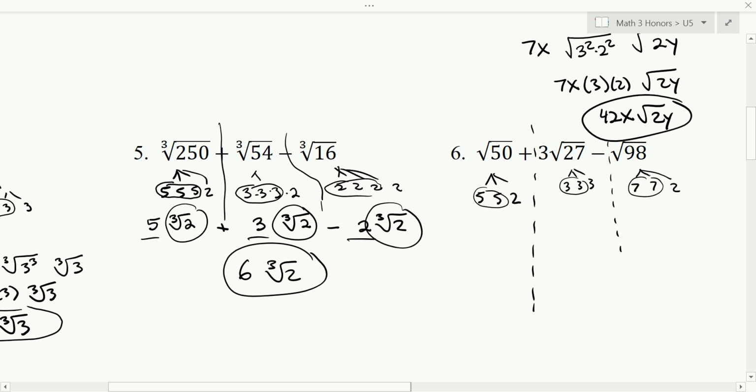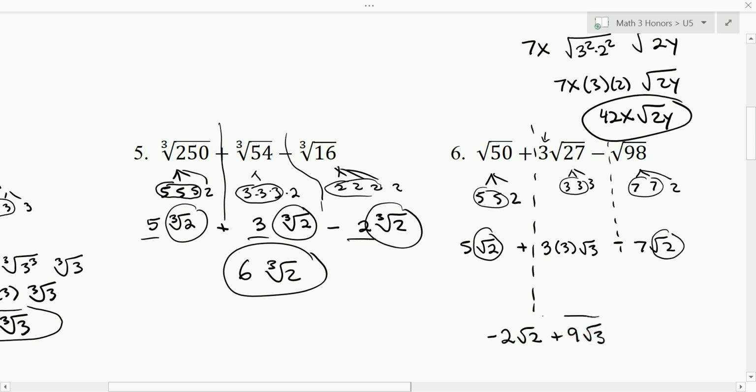So on this one, 50 changes to 5 root 2. You got plus. Careful on the second one. Don't lose track of the 3 that's already in front. So you have a 3 in front already, and then you're going to multiply out another 3, and you're left with the square root of 3, minus 7 root 2. Okay, so the first one and the last one share the same roots. So the first one and the last one we can subtract. 5 minus 7 gives me negative 2 root 2. And then the middle one we just keep, and that is 9 root 3. And that's as much as we can do with that one.